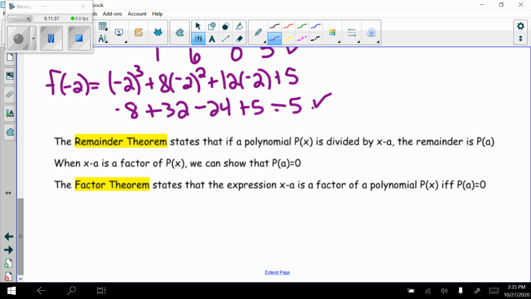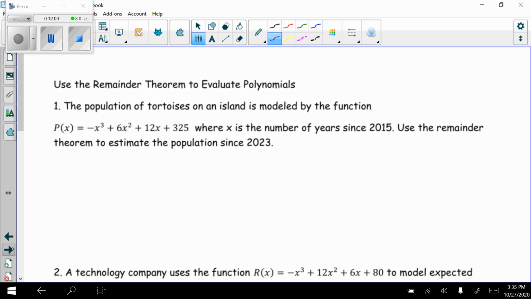The factor theorem states that the expression x minus a is a factor of a polynomial, p of x, if and only if p of a is equal to 0. So if your remainder turns out to be 0, what you divided by was a factor or a zero or an x-intercept of that polynomial. Okay, so a nice way to solve here. So let's look at some examples using this.